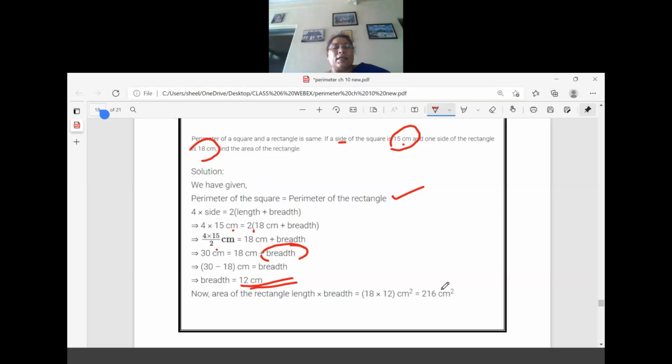Now we know the length and we know the breadth, because 18 is the length we have taken and the breadth we got is 12 centimeter only. So area of the rectangle equal to L into B, which is 18 into 12, equal to 216 centimeter square only, right?